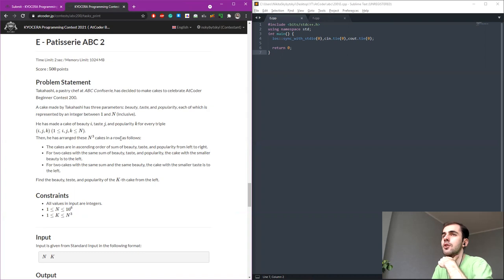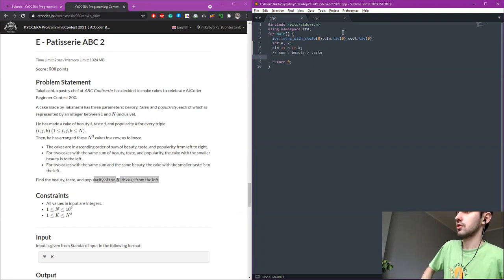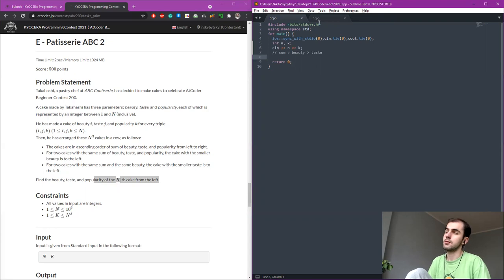He arranges them in a row, in ascending order of sum, then beauty, then taste. I have to write it down because I will forget about it. Okay, we want to find the K-th cake from the left. Nothing strange here. I mean, it sounds like a reasonable question to ask. You create a lot of objects and then you ask, what's the deal?